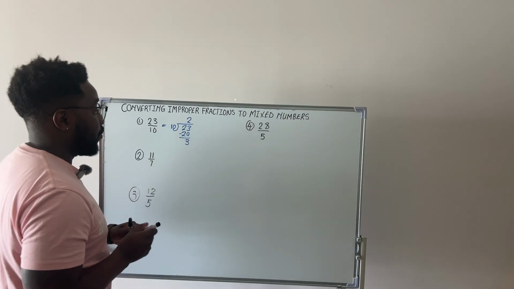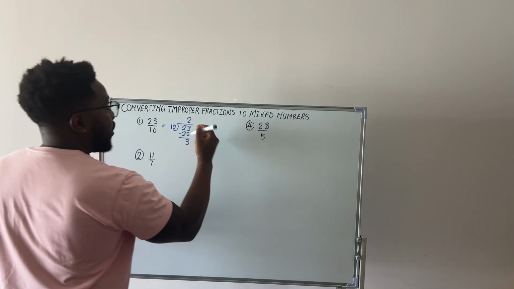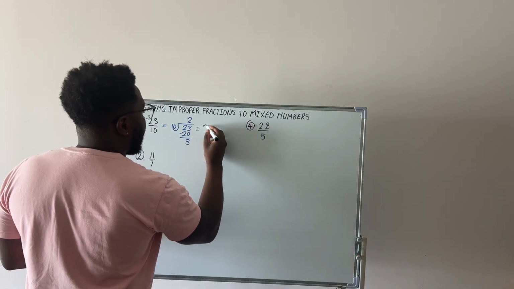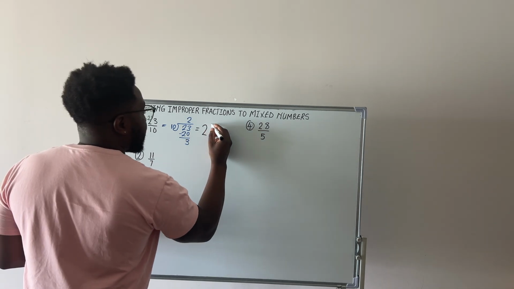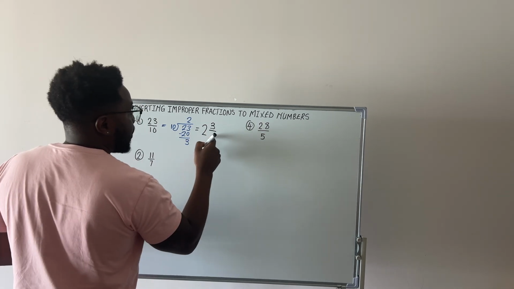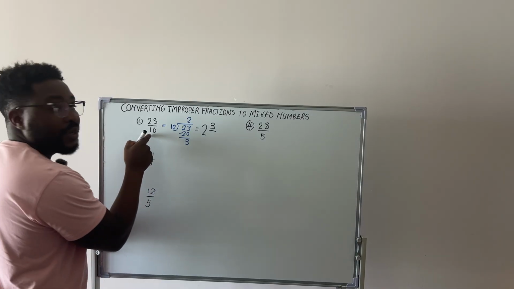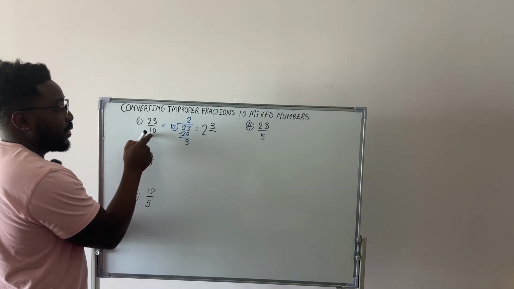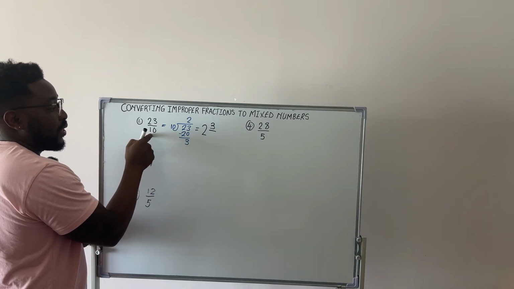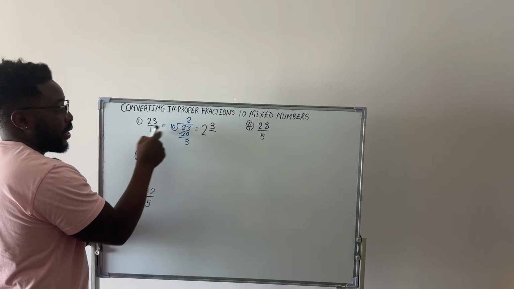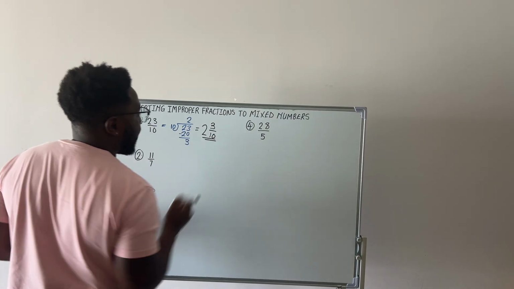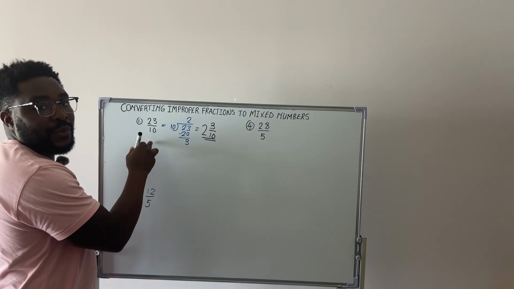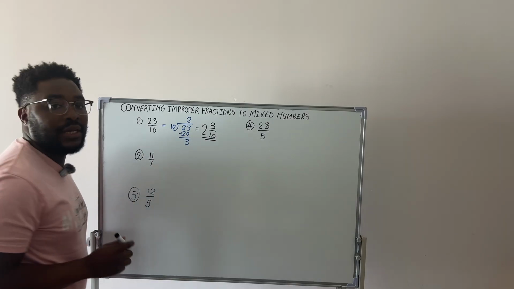Now this 2 right here will be our whole number, and this 3 will be our numerator, and then for our denominator, we just have to keep the same denominator that we had in our question, which is 10. So there we go. We have converted this improper fraction into a mixed number.